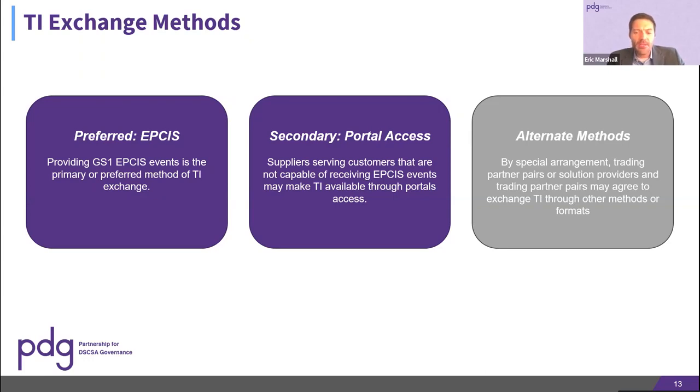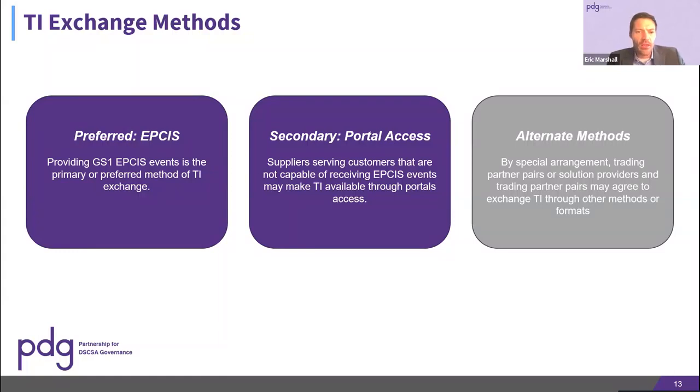And then third is a recognition that the statute identifies and authorizes the use of alternate methods of compliance. While those first two really are core to interoperability, the statute recognizes there are going to be other use cases and other alternate methods that may be needed in certain contexts. And so by special arrangement, trading partners may use other approaches, right? There may be the occasional need to send a PDF or a flat file or use some other method of providing TI.